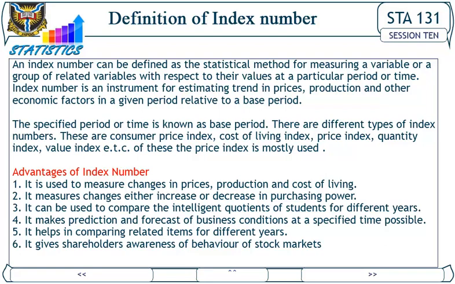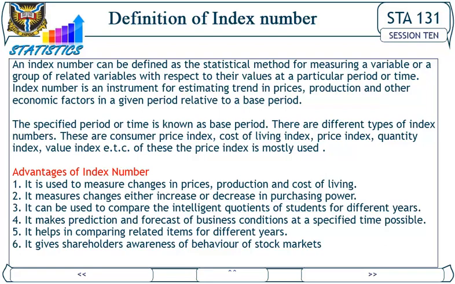There are different types of index numbers. These are consumer price index, cost of living index, price index, quantity index, value index, etc. Of these, the price index is mostly used.